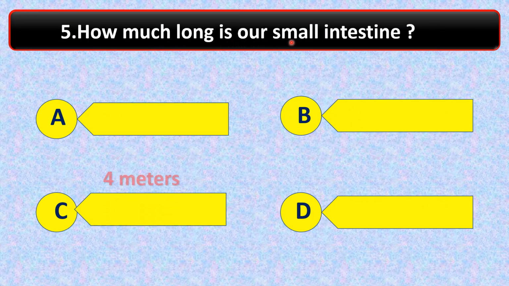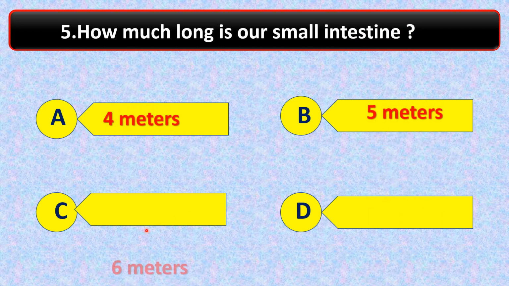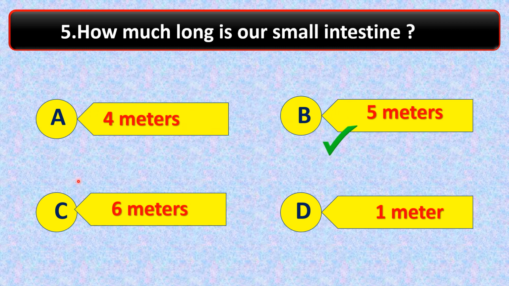How long is our small intestine? Option A 4 meters, option B 5 meters, option C 6 meters, and option D 1 meter. The correct answer is option C, 6 meters.